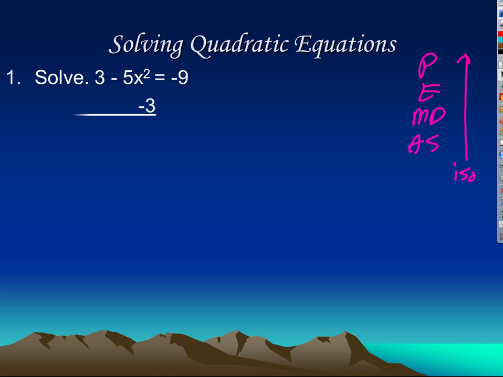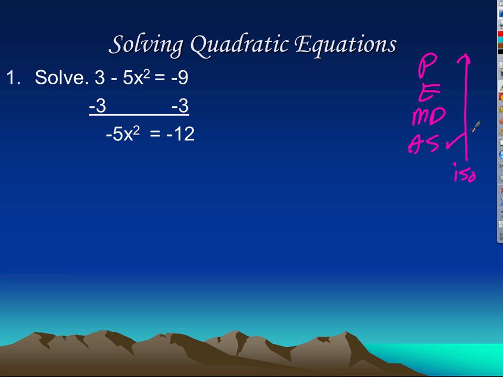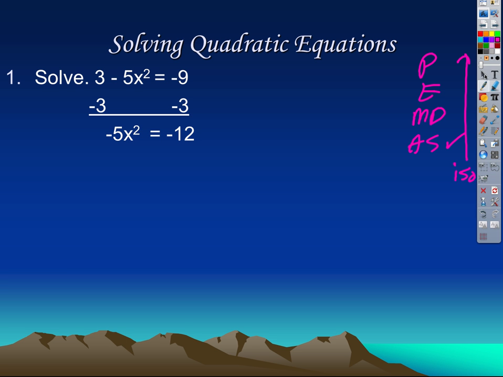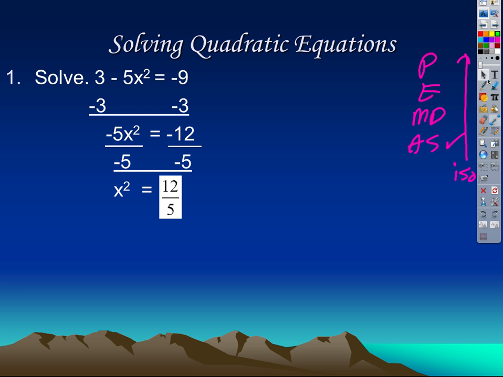Okay, so we did this. We can check that off. We added or subtracted first. Next step would be multiply or divide. So what are we going to do next? Divide by -5. Good. Divide both sides by -5. That just gives me x squared on the left, and then negative over negative is positive. So we did the multiply divide.